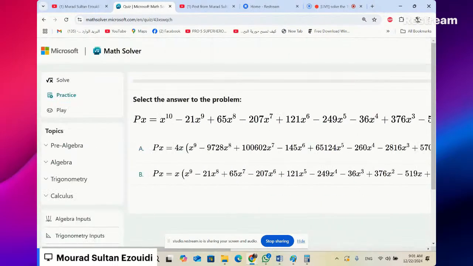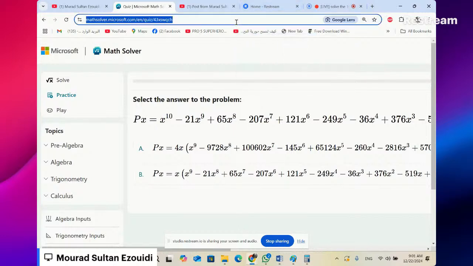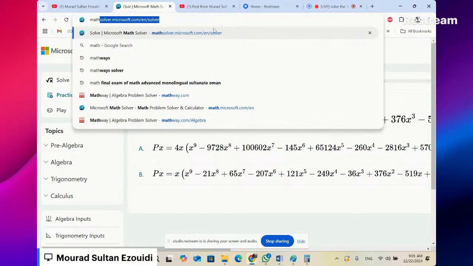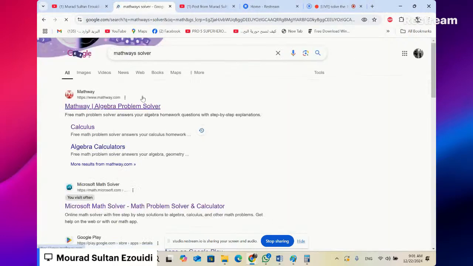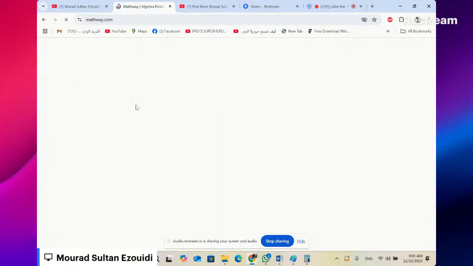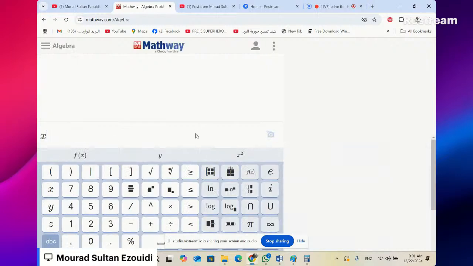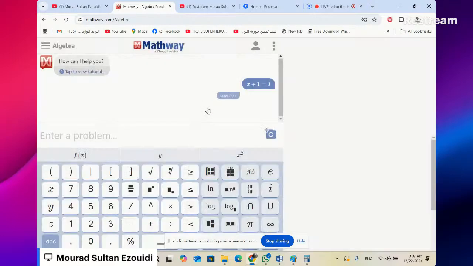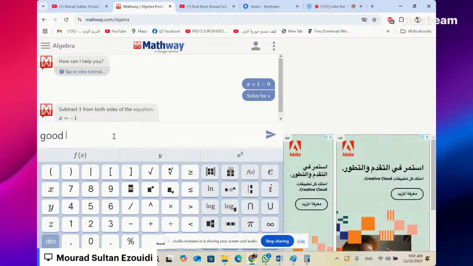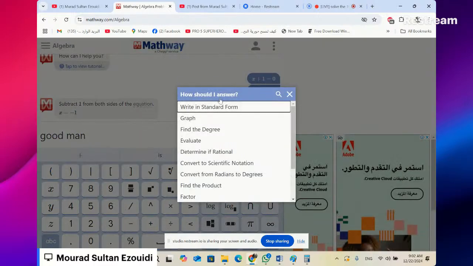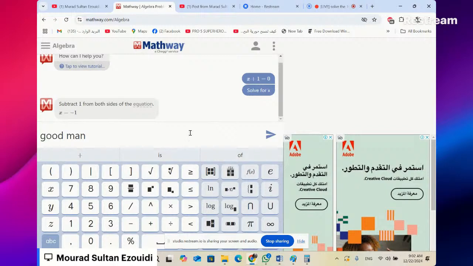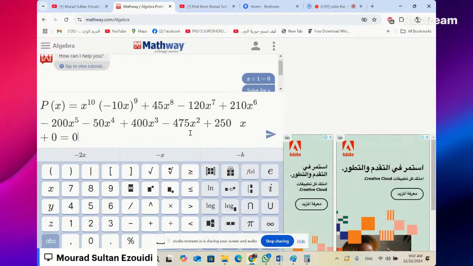So, this is Mr. Mourad's video. Now we'll come here and use the Mathways solver, the algebra problem solver. Solve this: x plus 1 equals 0. Solve, please. Oh, great, x equals minus 1. Good. That means it is just solving it. Take this.